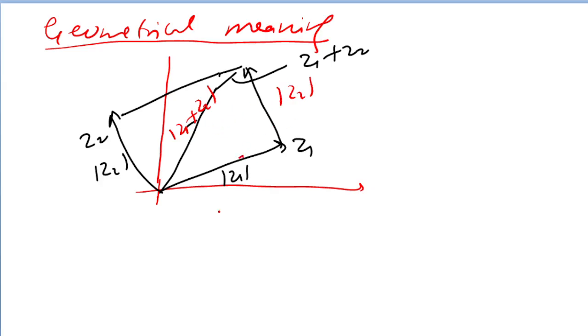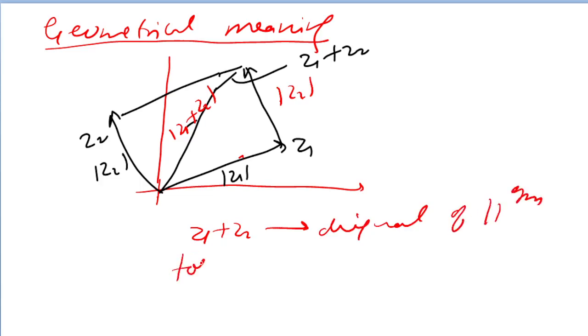See, z1 plus z2 is nothing but the diagonal of the parallelogram. We discussed in the previous lecture when we talked about addition. So this is the diagonal of the parallelogram formed by z1 and z2. So these are the things we have discussed.